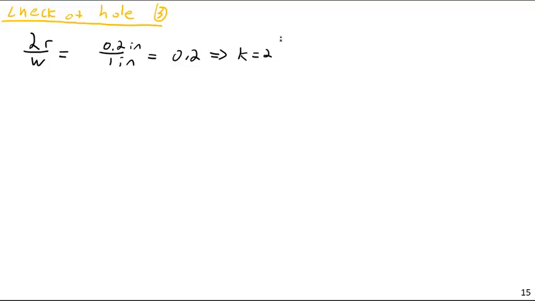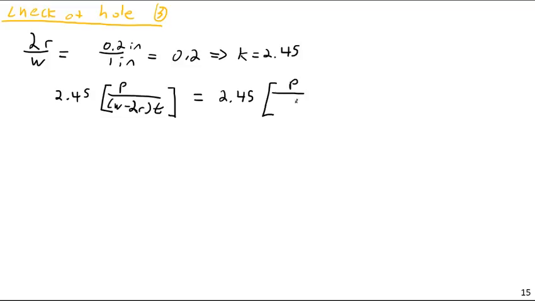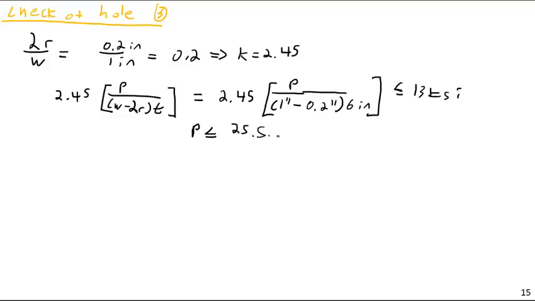Okay, so compared to that, it should be apparent where this is coming from. K equals 2.45. So 2.45 times P over (W minus 2R) times T equals 2.45 times P over (1 inch minus 0.2 inches) times 6 inches. So this is just the average stress here. It is less than or equal to 13 KSI. And we find that P must be less than or equal to 25.5 kips.